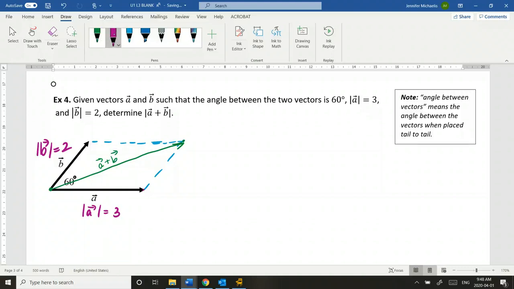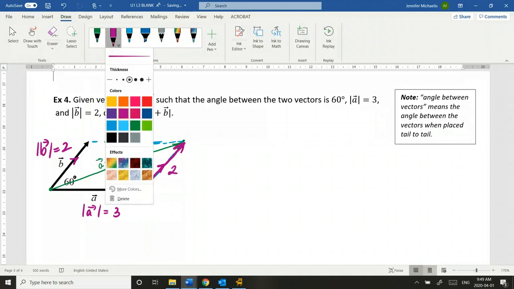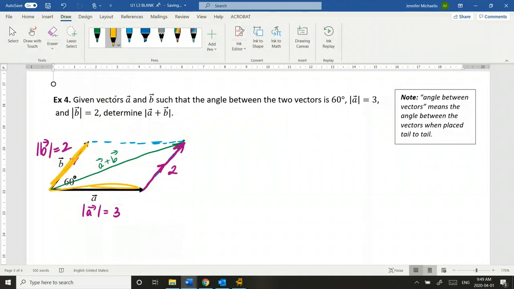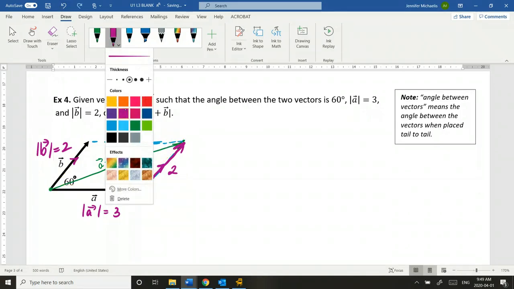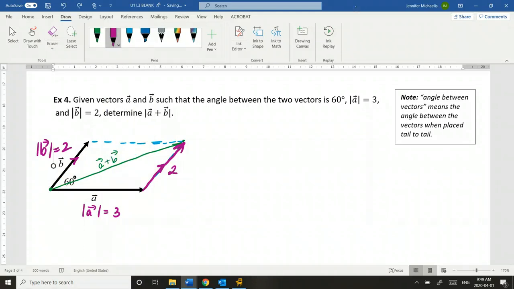I also know, because this is a parallelogram, that this is equivalent to vector B. So I know that the length of this is 2, or the magnitude. And one other thing that we know is that if these are parallel, this is kind of like a C formation. So I'm going to take you back a little bit to grade 9 here. In grade 9, we talked about how when we have a C formation and these two are parallel, that actually means that the interior angles add to 180. So I know if this is 60 over here, that this must be 120.